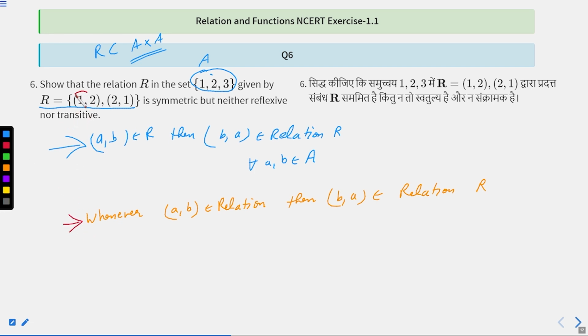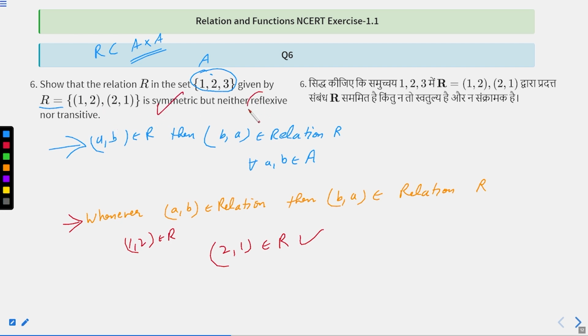So just pick any element from here. In R the pair 1 comma 2 is there. So 1 comma 2 belongs to R. Does 2 comma 1 belong to R? As you can see, yes, indeed. 2 comma 1 belongs to R. Now picking this 2 comma 1 belongs to R, this means 1 comma 2 must also belong to R, as you can see. Yes, indeed. So this means it is symmetric. So by definition, I can say that it is symmetric.